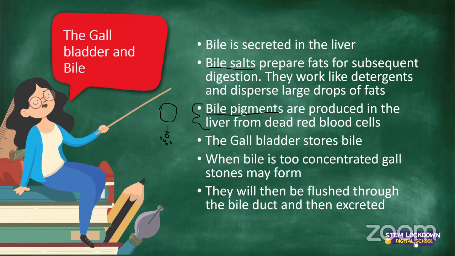Okay. And then the gallbladder stores bile. When bile is too concentrated, gallstones may form, and these will be flushed through the bile duct and then excreted. Right. So gallstones are just solids which are formed by mineral salts and water. Okay.